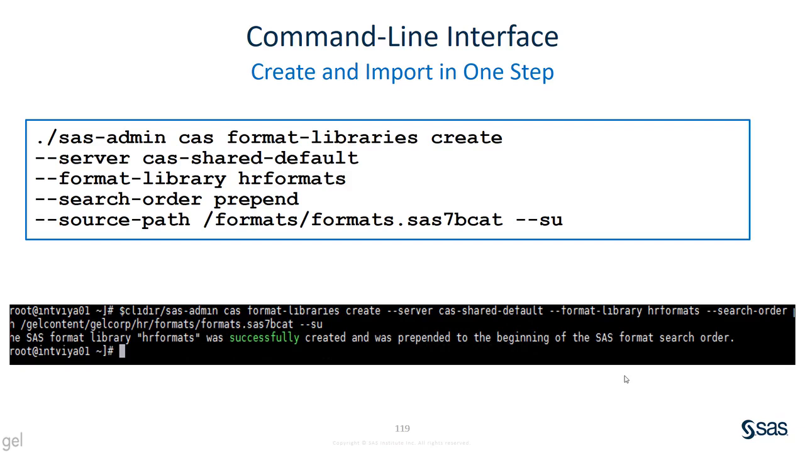You've probably noticed already that the CLIs are pretty powerful. In the format area, the CLI was updated for 3.4. In 3.3, you could only really list the format search path and list formats. In the command line interface for formats now, you can do all the things that you can do via the interface. So this example here creates a format CAS library, gives it a name, updates the search order, and tells it where to import the formats from, all in one step.